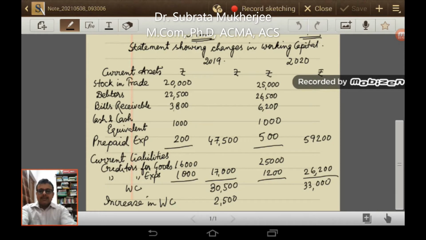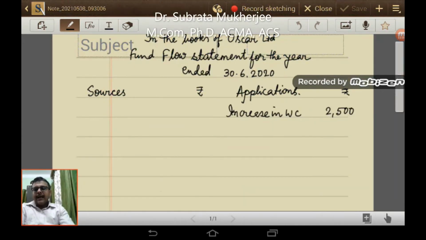The current liabilities I have already recorded earlier as 17,000 and 26,200. So the working capital is calculated at 30,500 and 33,000. There is an increase in working capital of 2,500, and this increase in working capital of 2,500 we are going to post in the application side of the fund flow statement. So here I have now posted all the balances in the balance sheet.